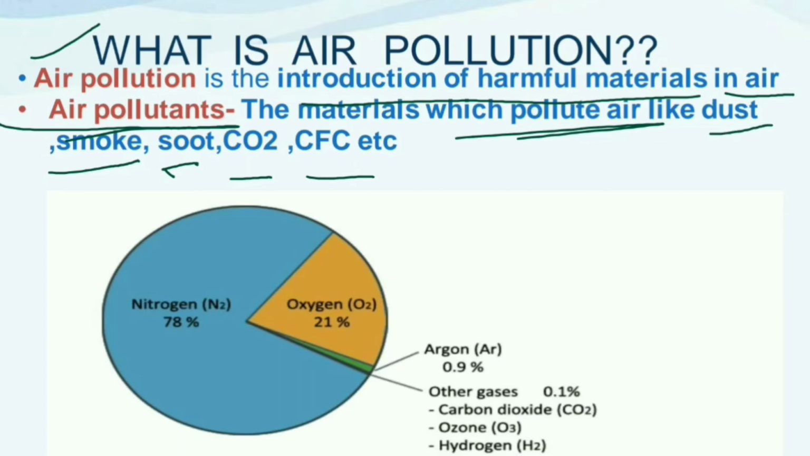We all know that air is a mixture of many gases. Two important and prominent gases of the atmosphere are nitrogen, that is 78%, and the second one is oxygen, that is 21%. Other gases like carbon dioxide, argon, methane, helium, ozone, water vapor, etc., are present in very small amounts.